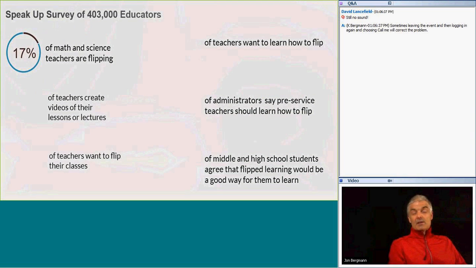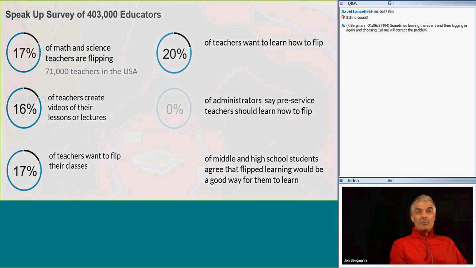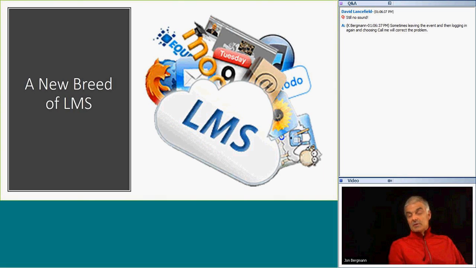Also, this relates to a survey done by the Speak Up survey. The Speak Up survey says that 17% of U.S. math and science teachers are flipping. It says that 20% of teachers want to learn how to flip in the United States. And 75% of middle and high school students agree that flipped learning would be a good way for them to learn. We're seeing a new breed of learning management system, not just an empty learning management system, but ones that are full, sometimes by textbook manufacturers.